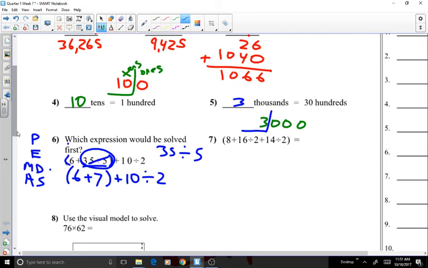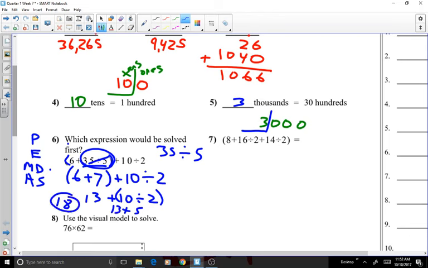All right, let's go through it though. 6 plus 7, 13 plus 10 divided by 2. 10 divided by 2 would be our next step. Why? Because there's no parentheses, there's no exponents, there is multiplication or division. 10 divided by 2, that's 5. Bring everything else down. 13 plus 5, 18.